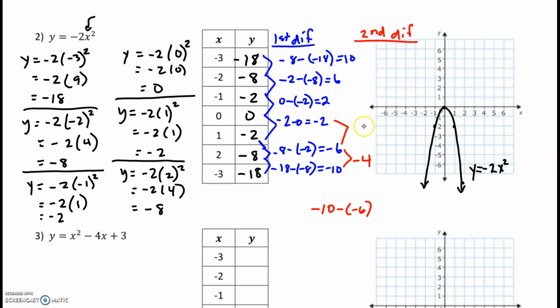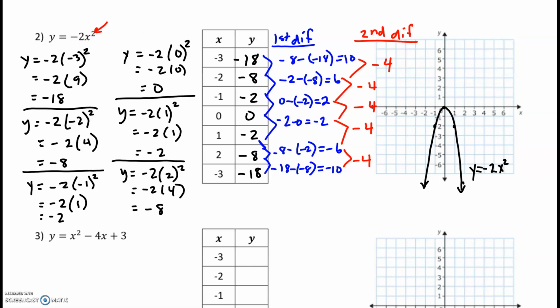Negative 6 minus a negative 2 is negative 4 again. Negative 2 minus 2 is negative 4. 2 minus 6 is a negative 4. And 6 minus 10 is a negative 4. Okay, so that's what we expect to happen based on our first example, and the second differences are constant again. And what the first and second examples have in common is that x is squared right here.